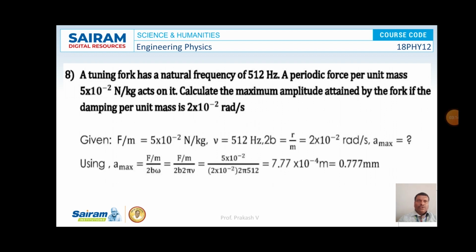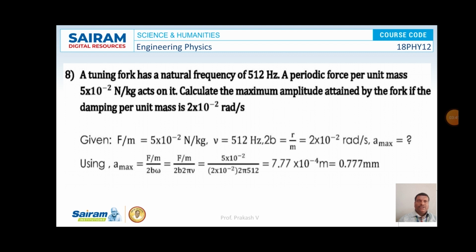A tuning fork has a frequency, that is natural frequency, of about 512 Hz. A periodic force per unit mass is 5 into 10 to the power minus 2 Newton per kg acts on it. Calculate the maximum amplitude attained by the tuning fork if the damping per unit mass is 2 into 10 to the power minus 2 radians per second.